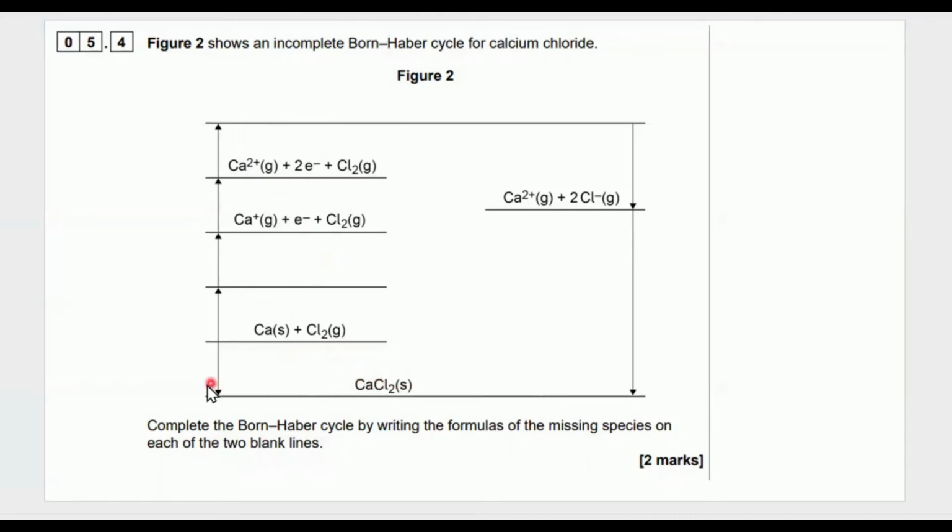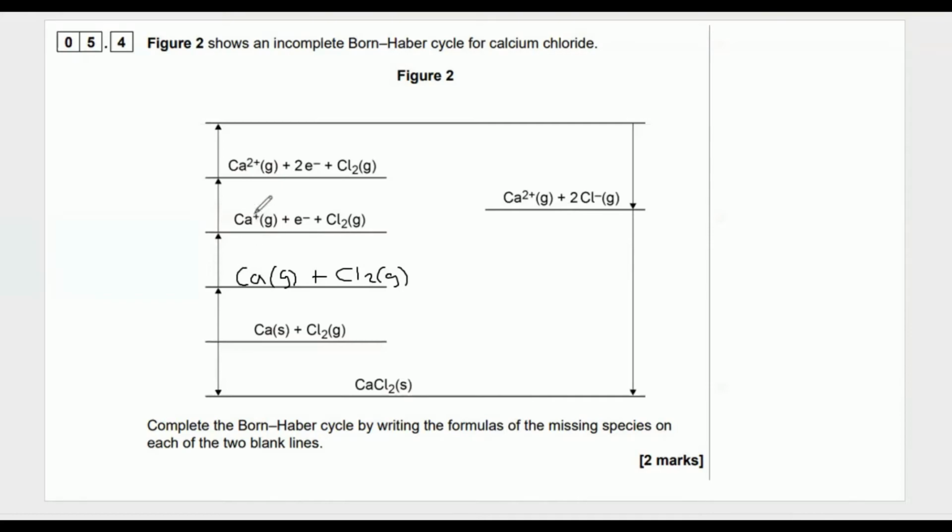Well, what we've got at the bottom there is the lattice formation enthalpy, and then going up from that, we've got calcium solid plus chlorine gas. As we move up, we're going to turn that calcium solid into gaseous calcium. What do we call it when you turn an element from its natural form into its gaseous form? That is the enthalpy of atomization. So we're atomizing the calcium atoms. Now you need to write that out: Ca(g) in gaseous form plus Cl2 still in gaseous.